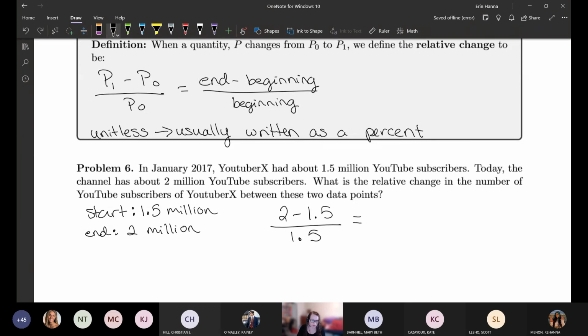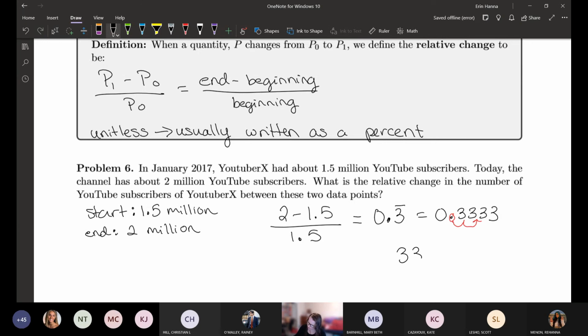Punch that into a calculator. You'll get 0.3 repeating. Now again, we will technically usually turn these into a decimal, so I'm going to take this to be 0.3333, and then I'll cut it off there. And if you forget how to change something into a percent, you take that decimal point and move it 2 spaces over to the right.